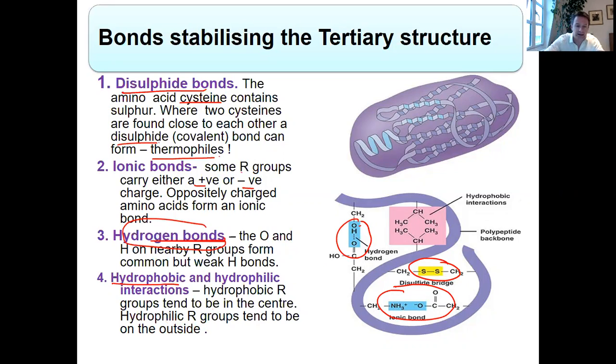Now, the analogy that I give to students for this is that imagine you are holding hands with all of your classmates. The holding hands represents the peptide bonds. You're not allowed to let go of anybody under any circumstances. If you joined 60 of you together, holding hands, the order that you're in is your primary structure.